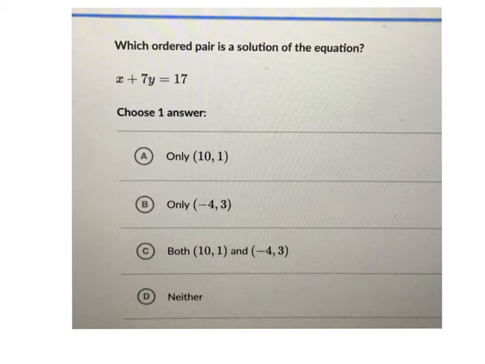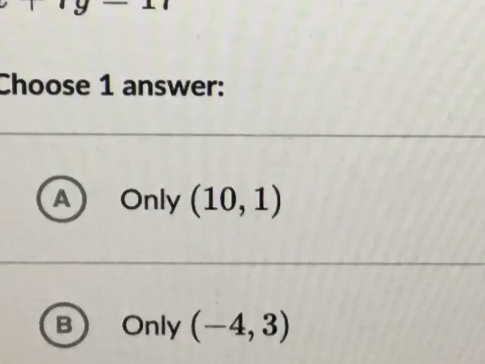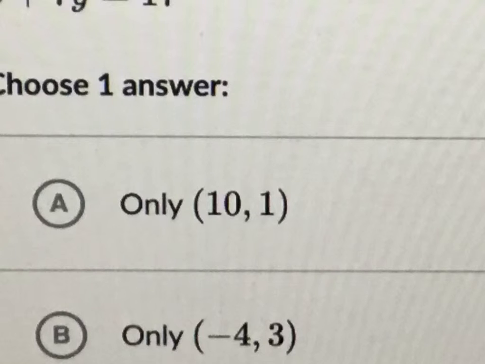All right, so here's a new problem. And again, we're trying to figure out, is this a solution to this equation? Is this a solution to this equation? Is it both or is it neither? So let's start with A. Now remember what I told you. What is this? An ordered pair. It's an ordered pair. So this is x and this is y.